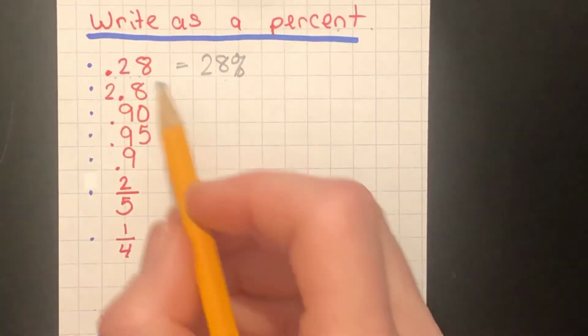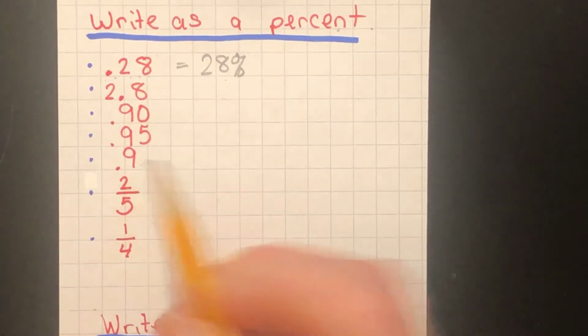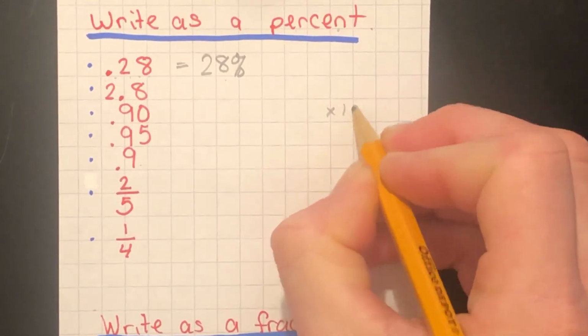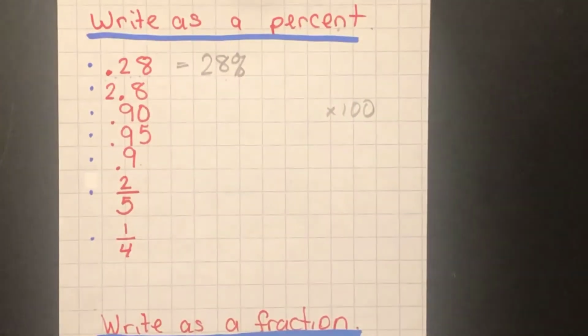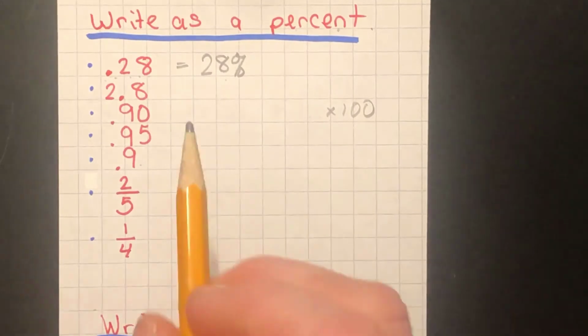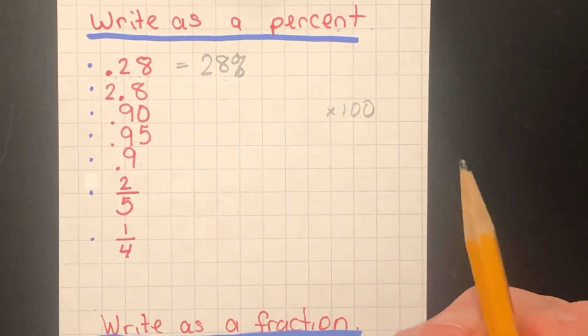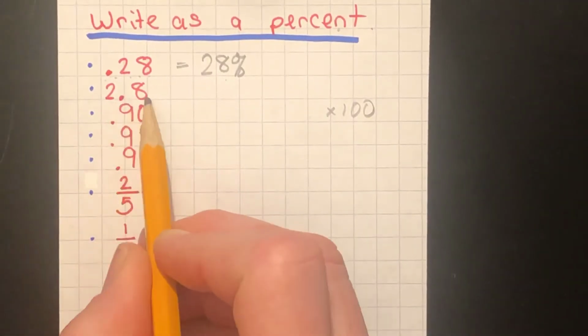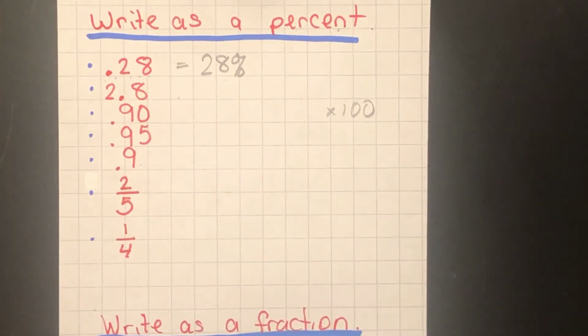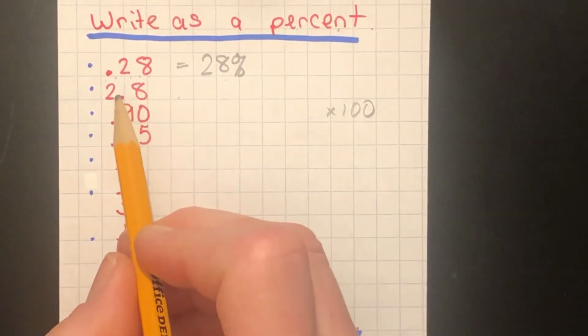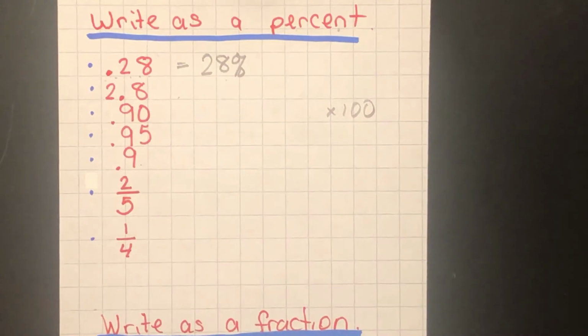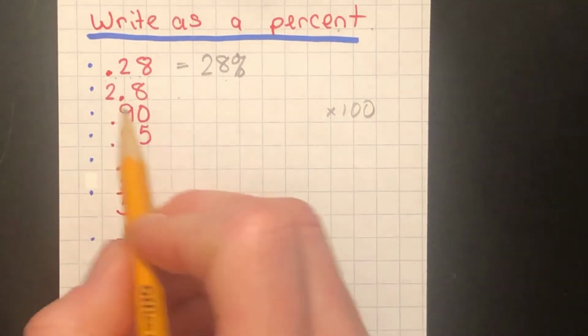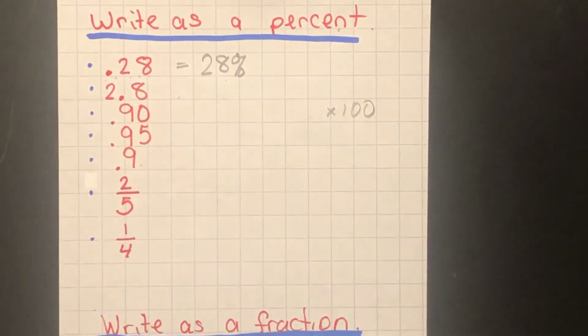Essentially, you change decimals to percent by multiplying them by 100. And what that does is takes that decimal and moves it 2 places to the right. When you multiply anything by 100, you move the decimal 2 places. If you multiply by 10, you move the decimal 1 place. If you multiply by 1,000, that's got 3 zeros, you move it 3 places.